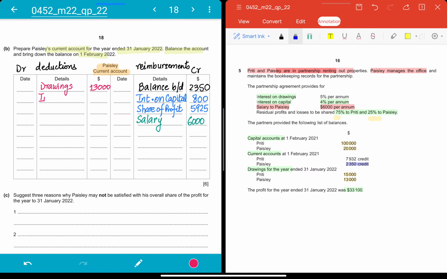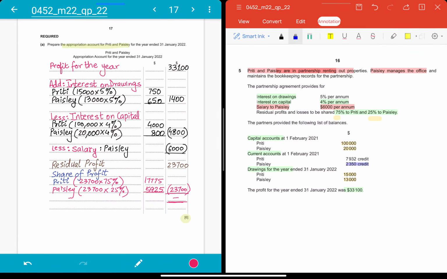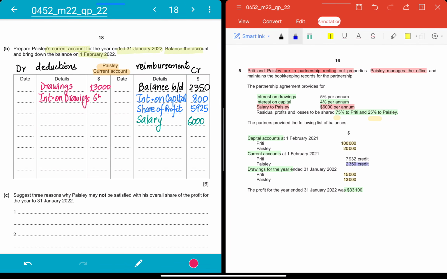And then she also has to pay the interest on those drawings. So let's just make sure to record those as well. So interest on drawings, as we have worked out, is 650 for Pestle. Okay, it's written there on the appropriation account, so you can write 650 there. And that's it for interest on drawings.